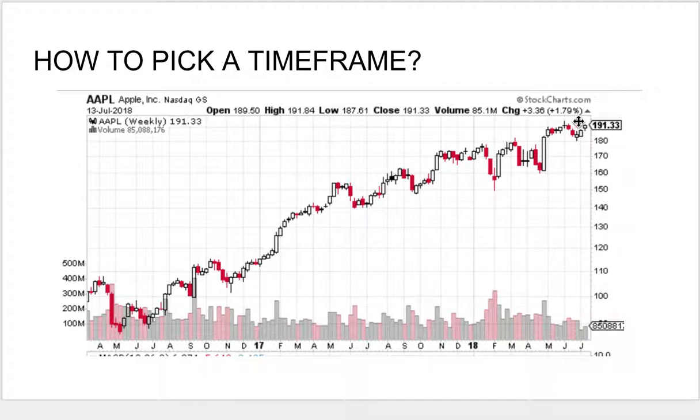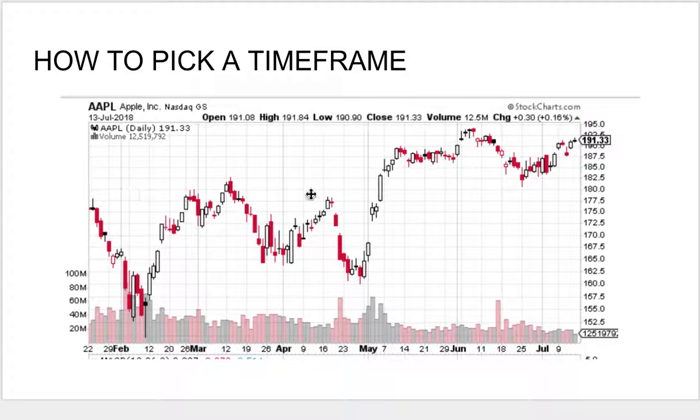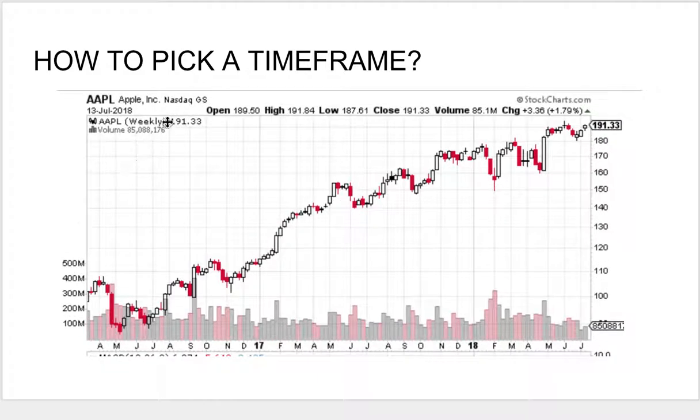However, if you ask a person who's looking only at a daily chart, they'll say the price never really went anywhere from February till July. So whenever somebody says the price is going up, going down, or going sideways, you have to see relative to what time frame they are talking about. This is a daily time frame, and then you have a weekly time frame.